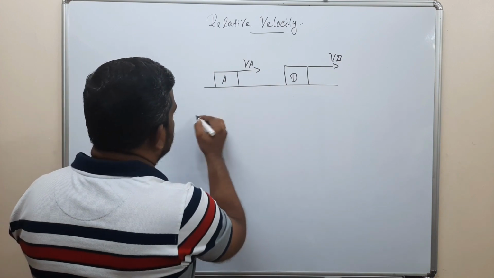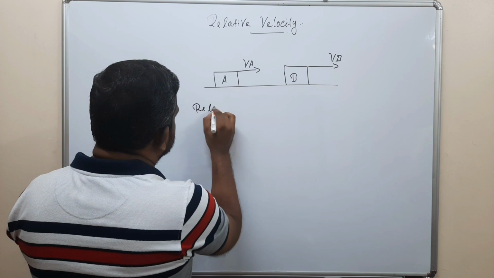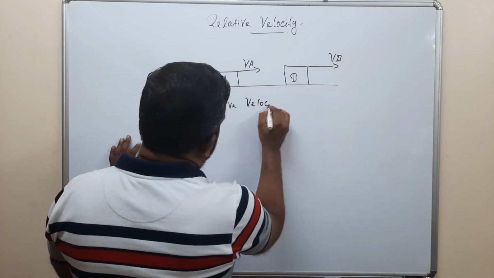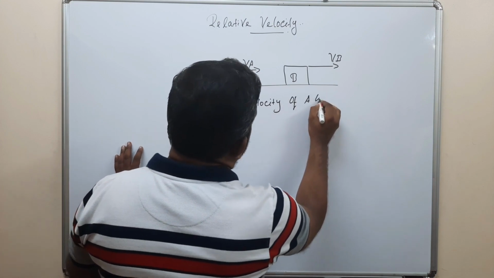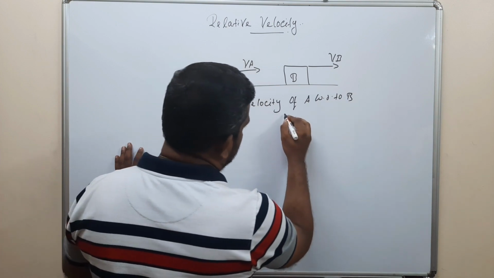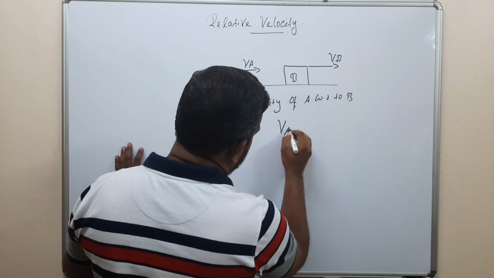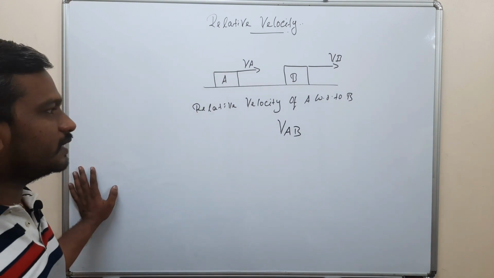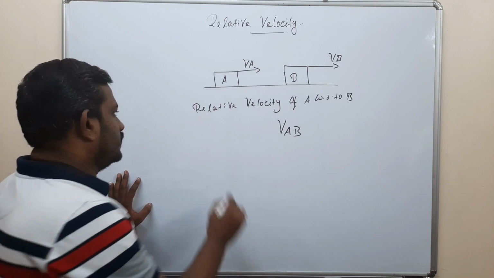So the relative velocity of A with respect to B, we will use the notation V A B. Okay, V A B, that is, relative velocity of A with respect to B.